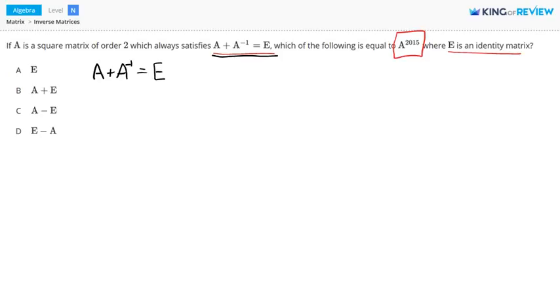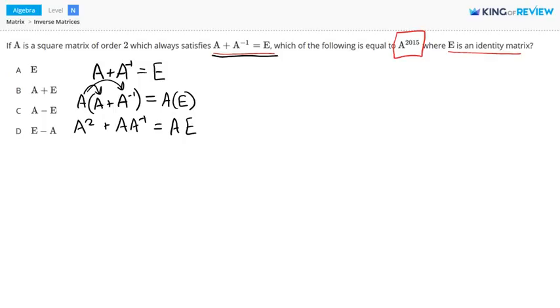I want to start by multiplying both sides by A. So I have A times this side, A plus A inverse, and this is equal to A times E. So if I distribute this A, I get A squared plus A times A inverse equals AE.